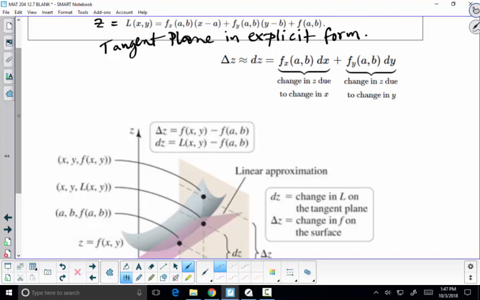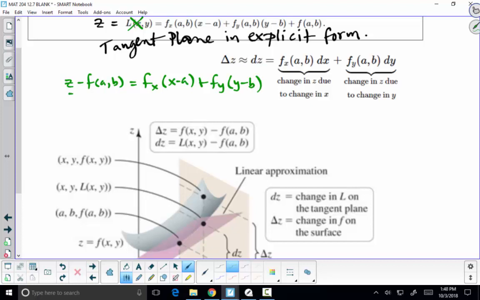But to get to the differential, to get to dz, all we're doing is subtracting f of a, b from both sides. So if we take that linear approximation, let's replace this with a z for now. If we move this over to the left, then we have f sub x times x minus a plus f sub y times y minus b. So we got that.